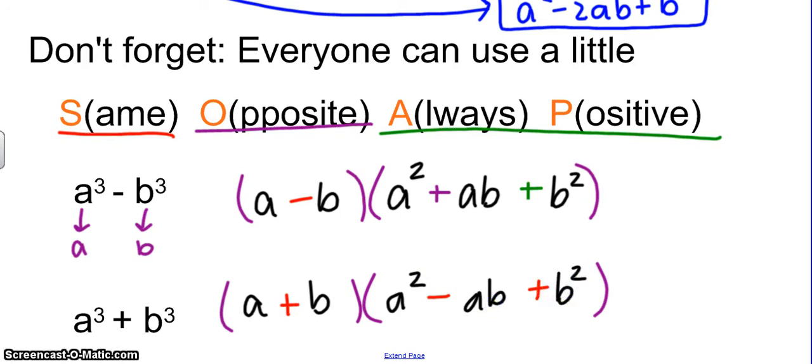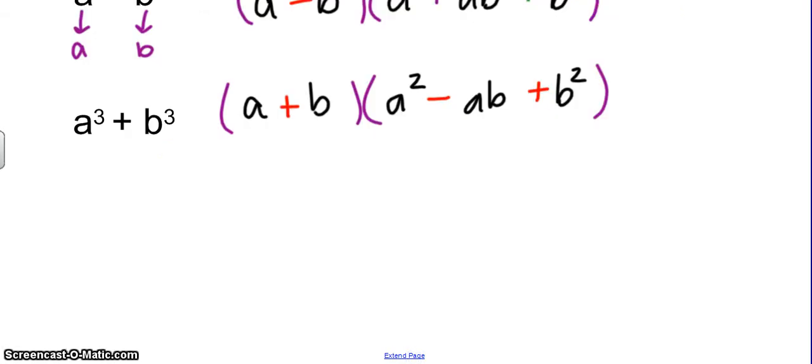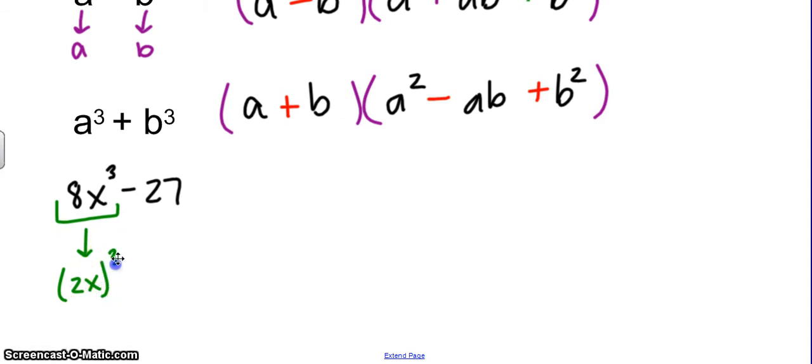So, I know there's not an example in your notes, but we're going to make one up here real quick. If it wasn't as simple as just a to the third and b to the third, let's say this was 8x to the third minus 27. You've got to do a little bit of work to figure out what's being cubed. Well, here, this is the same thing as 2x to the third. And this would be the same thing as 3 to the third. In which case, our a and our b are 2x and 3, respectively.